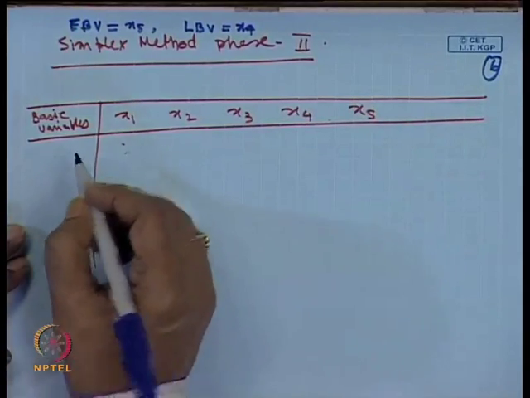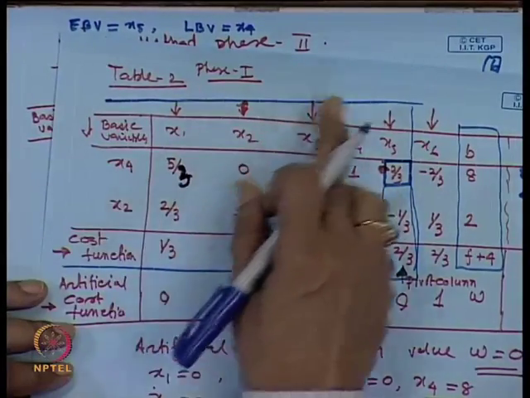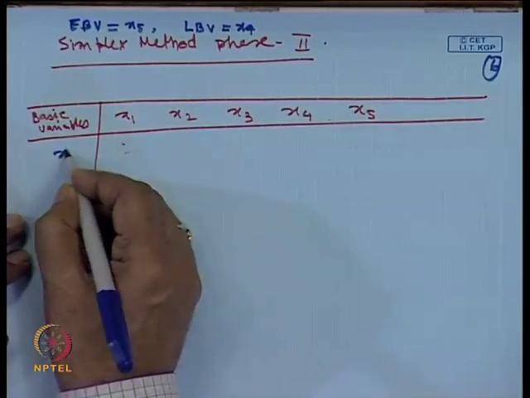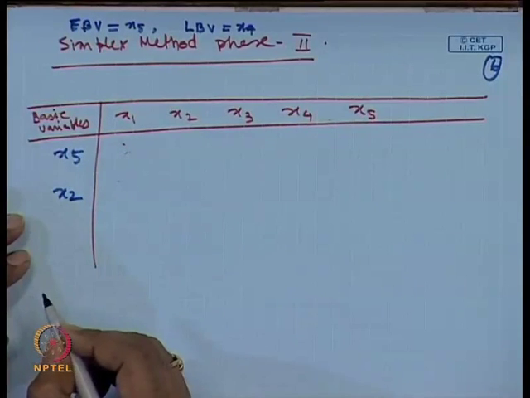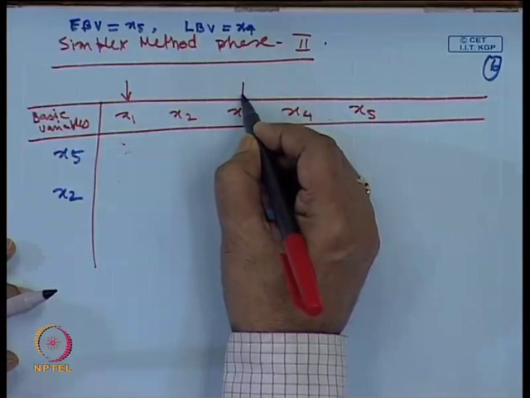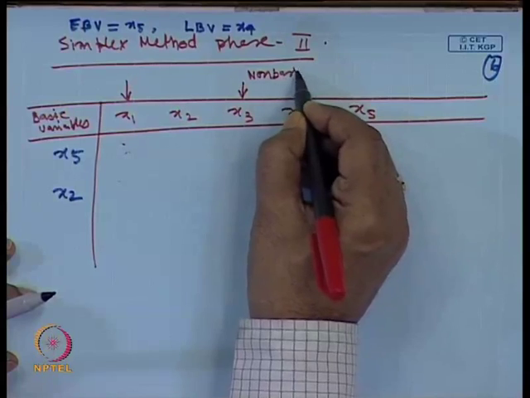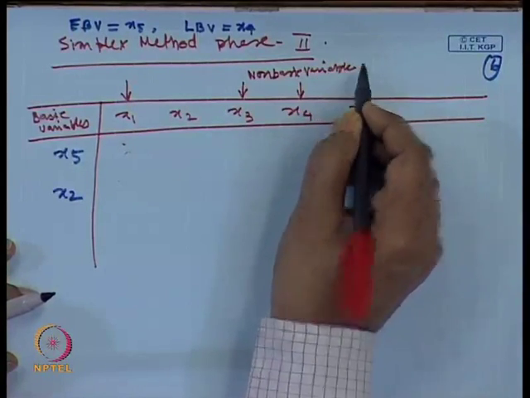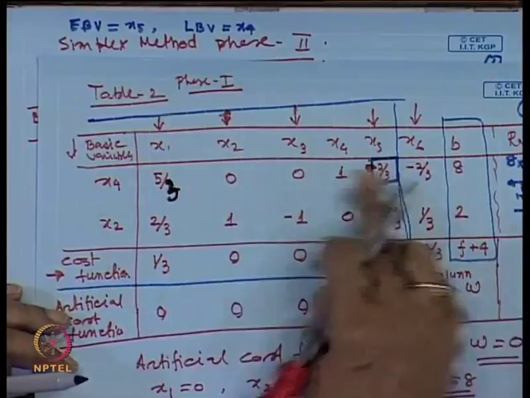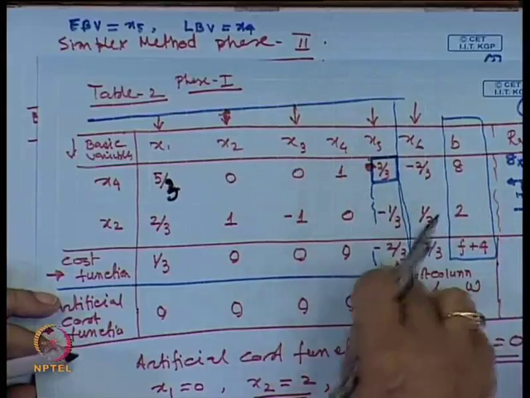If you do this, now our basic variables are which ones? See, x4 is leaving as a non-basic variable, and x5 is entering as a basic variable. So, x5 and x2 are our basic variables and the remaining, x1, x3 and x4, are the non-basic variables. So, look, I divided by 2 by 3, normalized by 2 by 3, and you have to eliminate x5 from equations 2 and 3, that means the cost function.